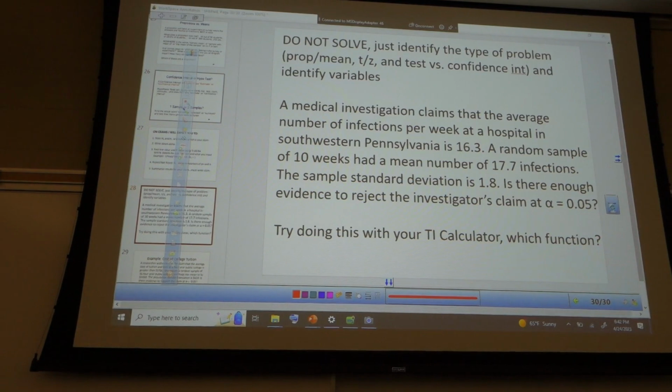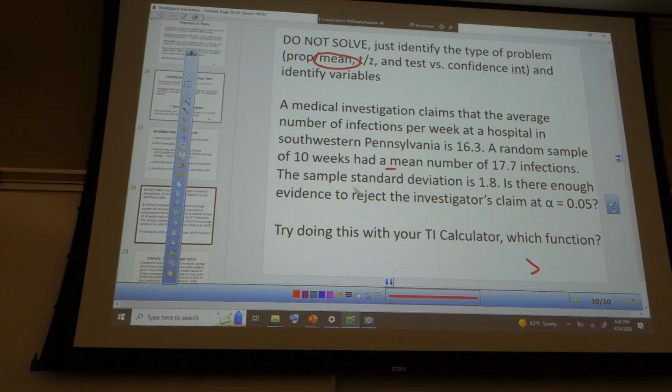Okay, let's take a look. Is it a mean or a proportion? How do you know it's a mean? Yeah, it has the words mean and standard deviation. Good. Is it a confidence interval or a hypothesis test? Hypothesis test. How do you know that? There's no estimate. Does anyone see that?